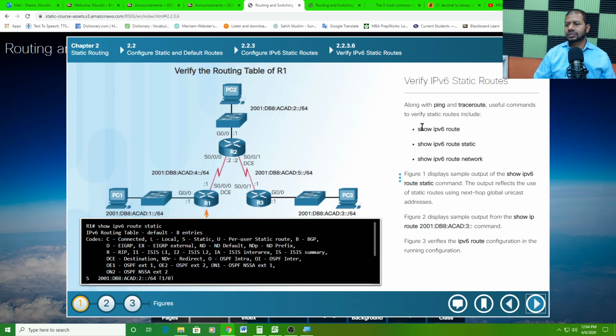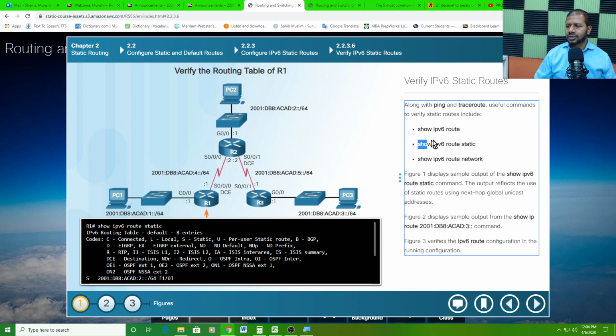Now we're talking about some show commands. Show IPv6 route, show IPv6 route static, show IPv6 route network, things like that. This network, you actually don't write the word network, you just write the network's address. But this command you use exactly as is. Show IPv6 route. That's the most basic command to see the IPv6 routing table.